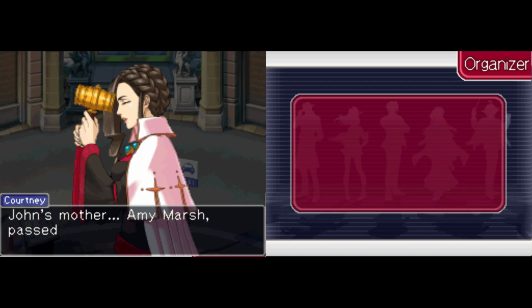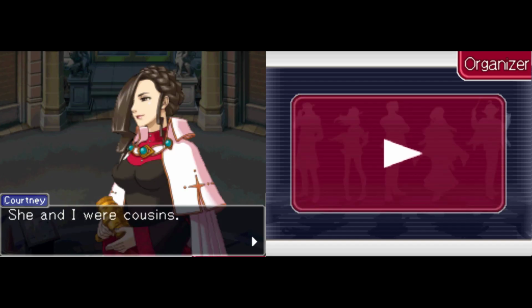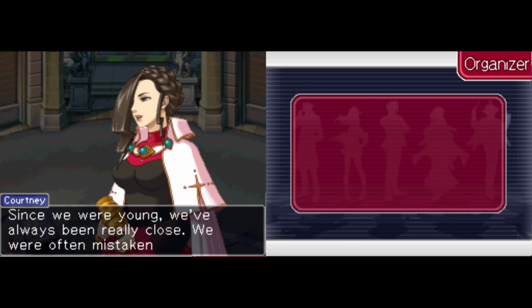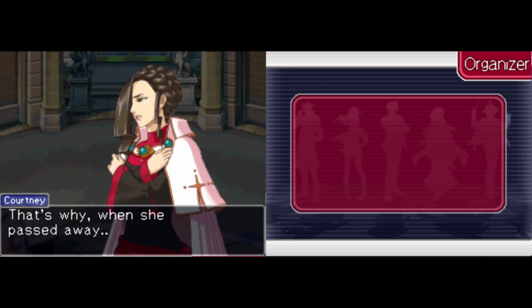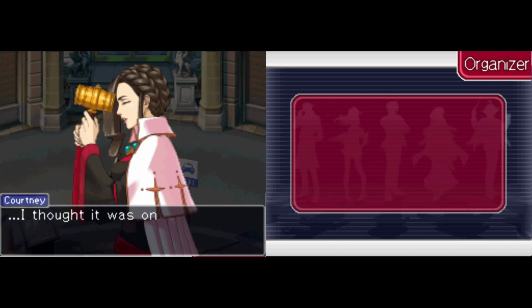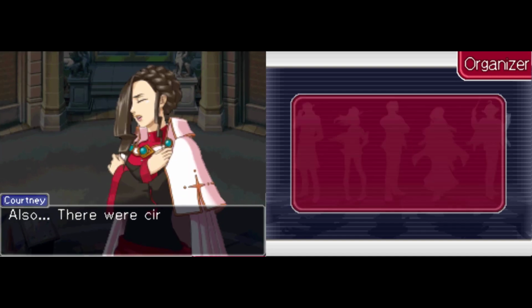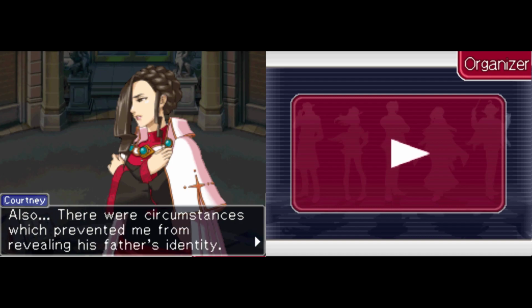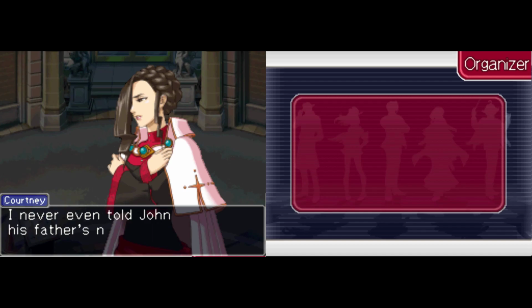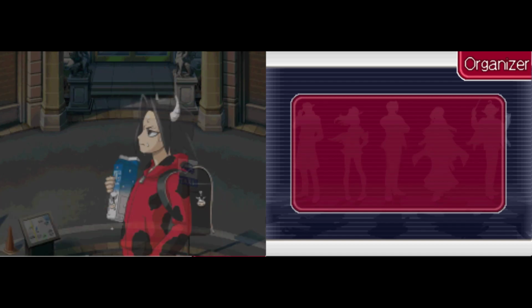John's mother, Amy Marsh, passed away about 5 years ago. She and I were cousins. Since we were young, we've always been really close. We were often mistaken for sisters. That's why, when she passed away, I thought it was only natural that I look after John. Also, there were circumstances which prevented me from revealing his father's identity. I never even told John his father's name.